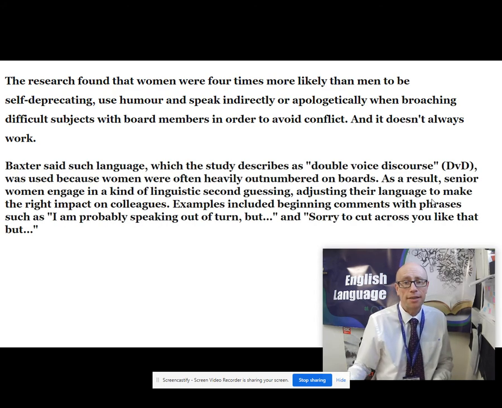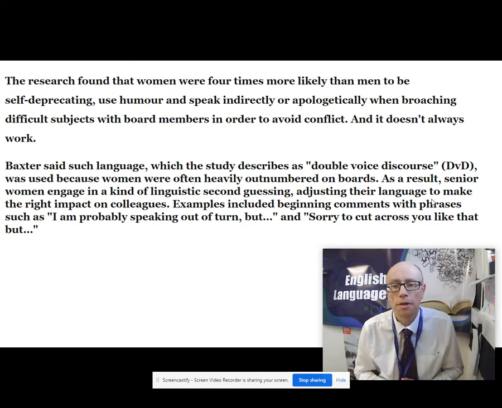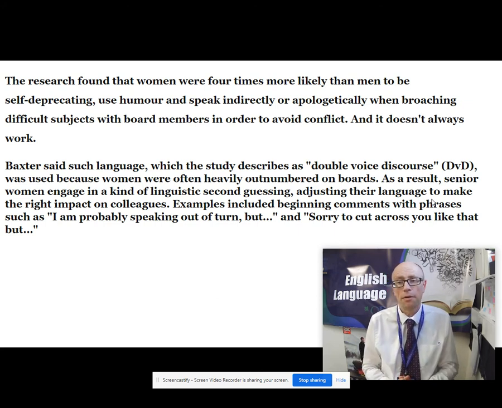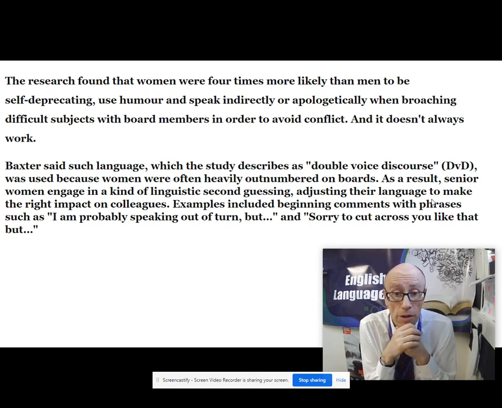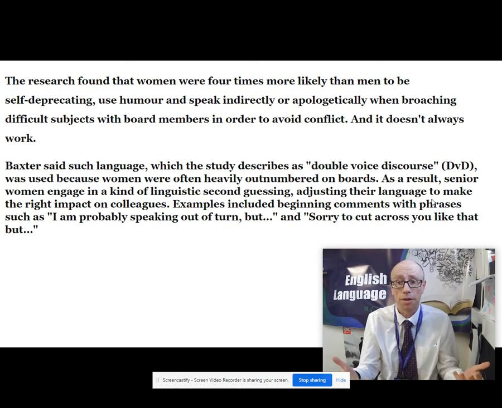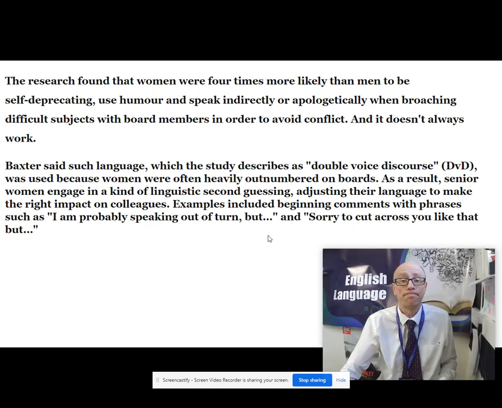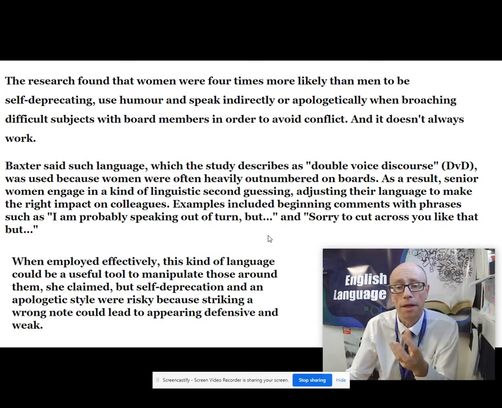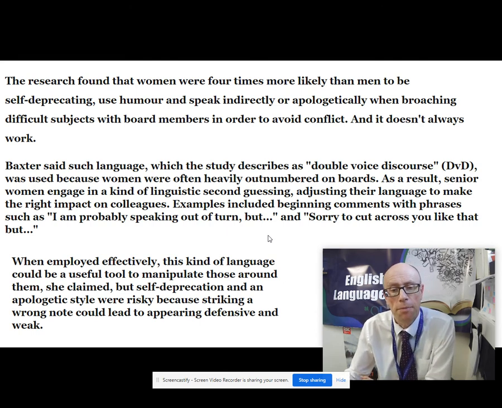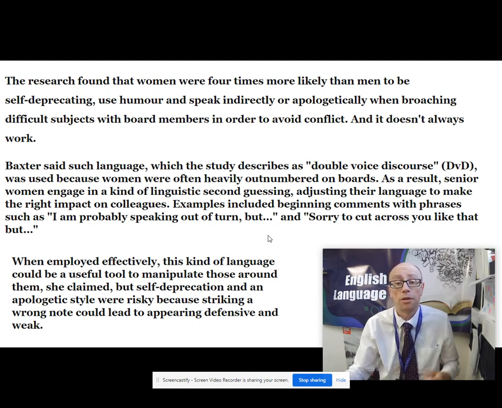And it doesn't always work. Baxter said such language, which the study described as DVD, double voice discourse, was used because women were often heavily outnumbered on boards. So as a result, senior women engage in a kind of linguistic second guessing, adjusting their language to make the right impact on colleagues. So examples included beginning comments with phrases such as, "I'm probably speaking out of turn, but..." or "Sorry to cut across you, but..." When employed effectively, this kind of language could be a useful tool to manipulate those around them, she claimed, but self-deprecation and an apologetic style were risky because striking a wrong note could lead to appearing defensive and weak.